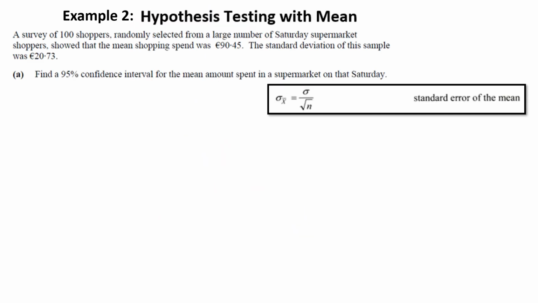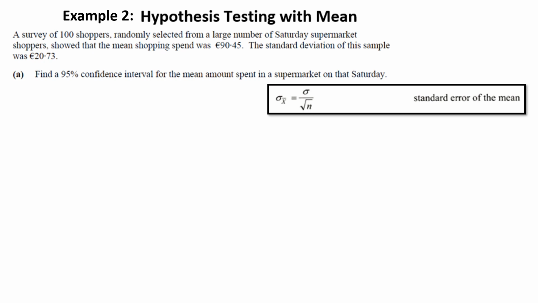Example 6.2, hypothesis testing with the mean. So there are two types of hypothesis testing that you need to be able to do. The first one is the mean and the second one is the proportion. So keep an eye out. Sometimes students just learn off a formula and throw it in wherever.